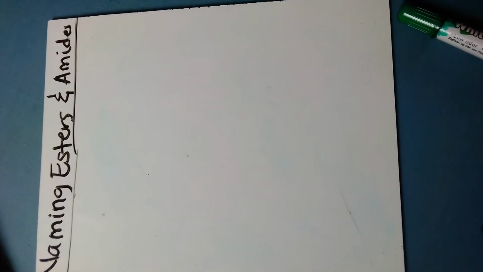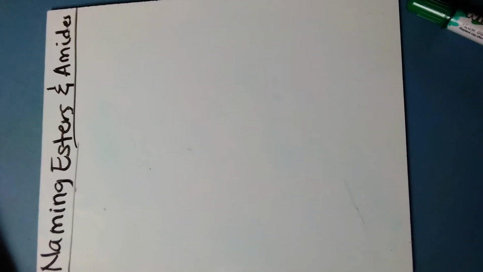So let's look at nomenclature of esters and amides. Esters are basically organic compounds synthesized from a chemical reaction between carboxylic acids and alcohols. In other words, an esterification reaction is a chemical reaction between a carboxylic acid and an alcohol to produce esters and water.